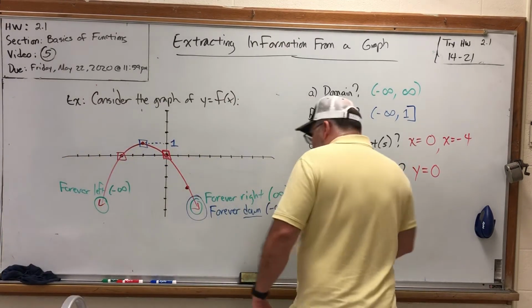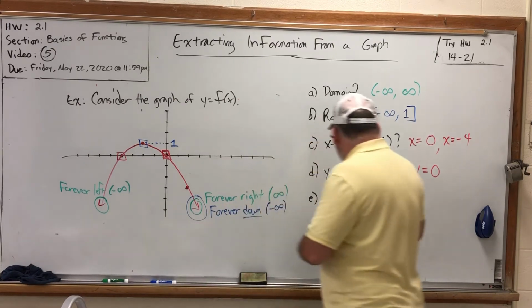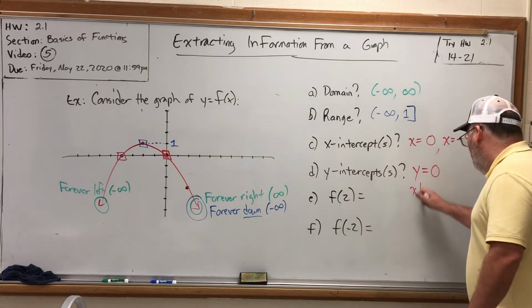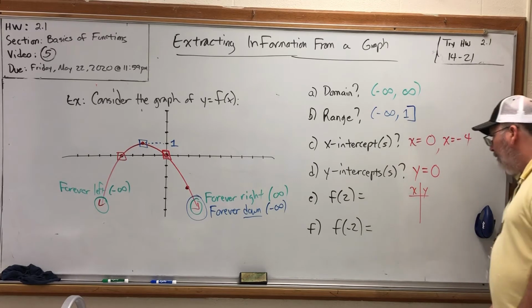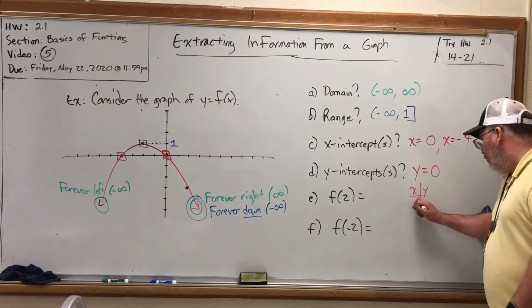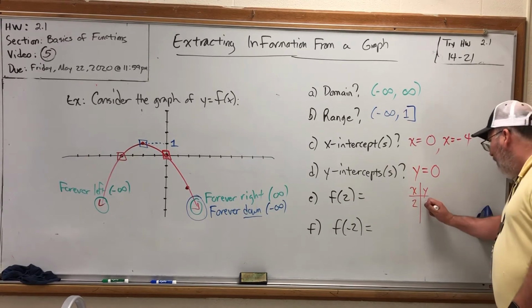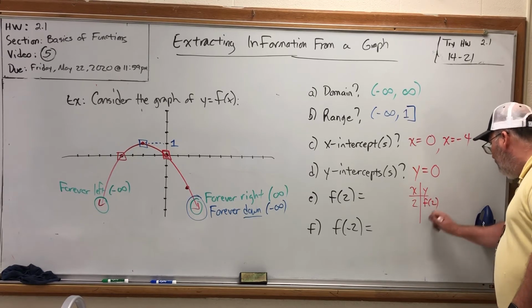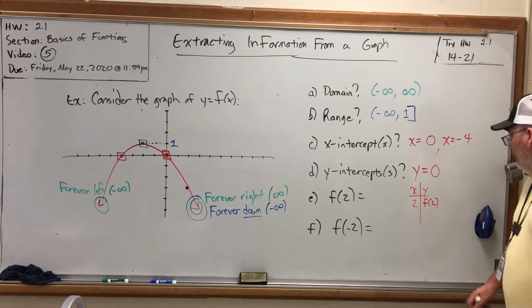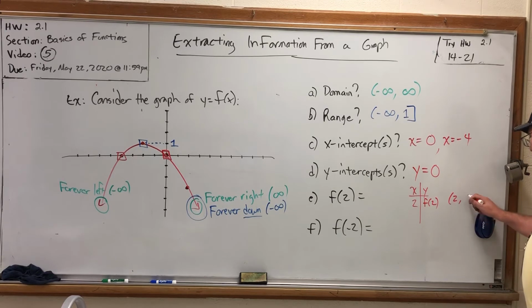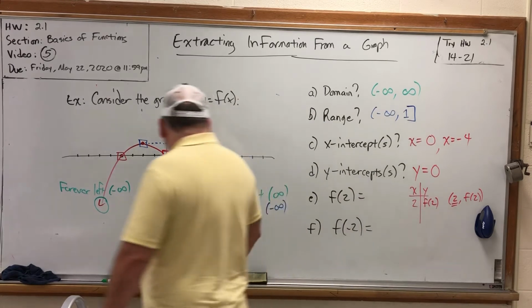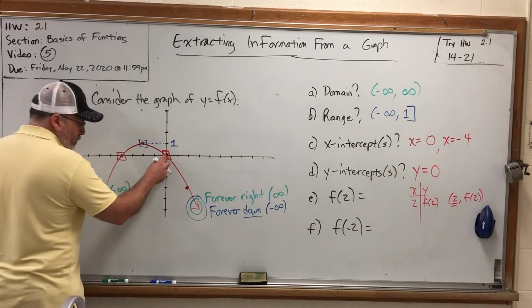Well, let's think about how this f of 2 would fit if we were making a table. The 2 being the input would represent the x. The output, which is f of 2, would represent the y-coordinate. So we would have a point of the form (2, f of 2). So we know something about the ordered pair we're looking for. Its x-coordinate must be 2. Can we locate a point on this graph whose x-coordinate is 2?